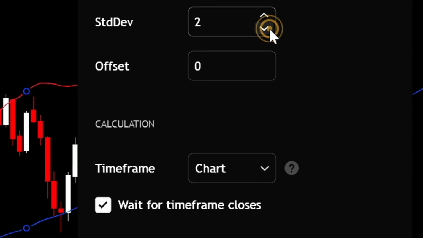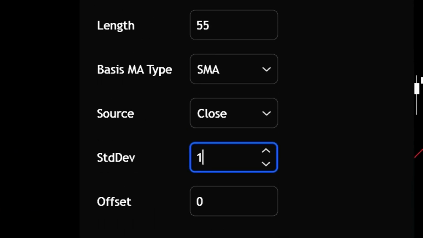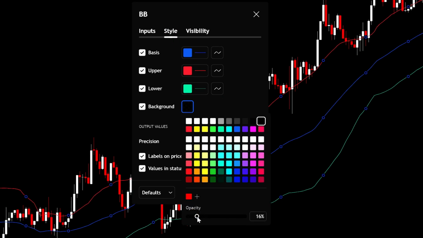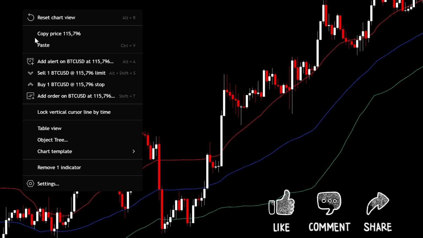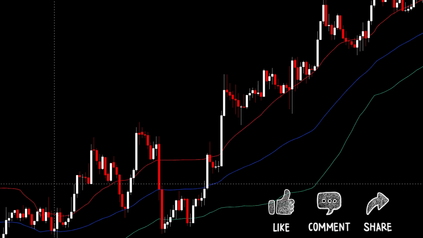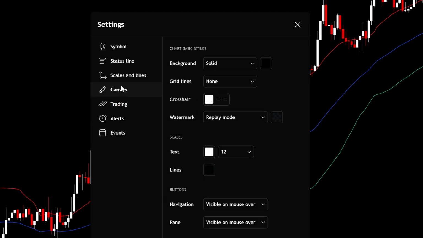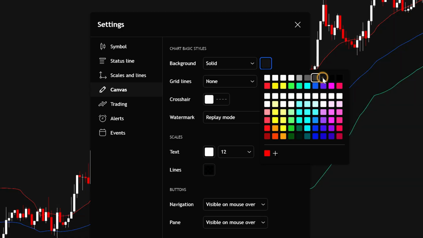By default, it's set to 2. Change that to 1. This pulls the outer bands closer to price action, making them more sensitive. So instead of wide bands, these tighter bands can provide sharper signals. They may help highlight supply and demand zones and make potential breakout levels easier to spot. And that's just the foundation. In the next part, I'll show you how the setup can be applied in live trading market conditions, and that's where things really get interesting.